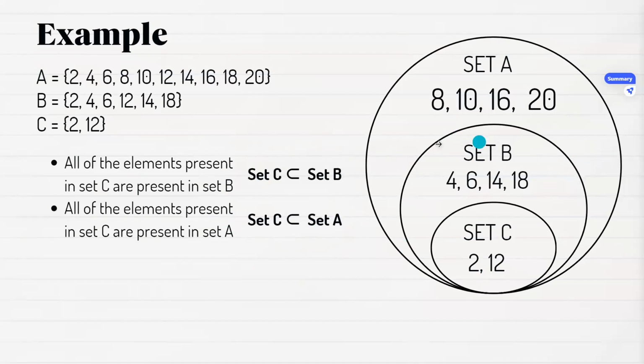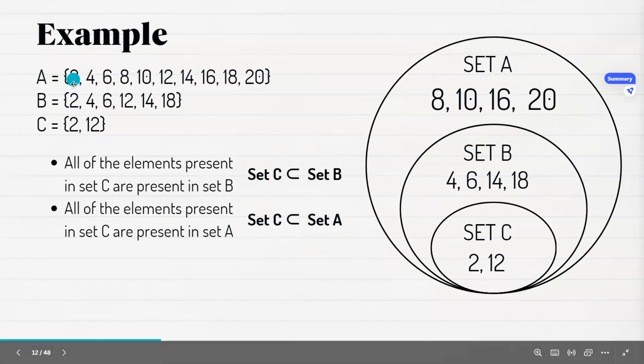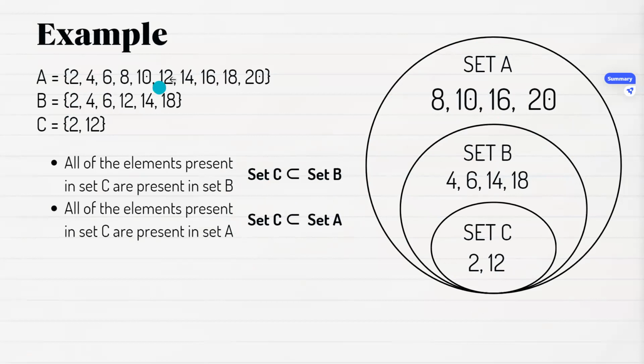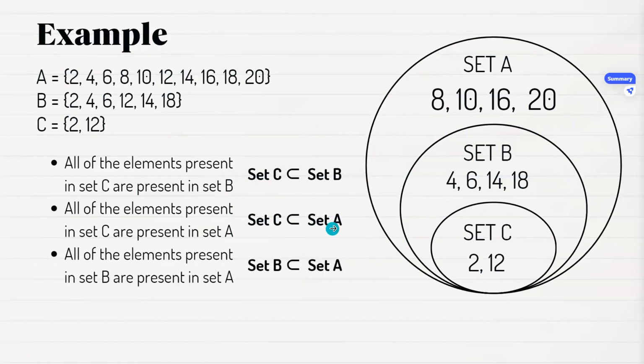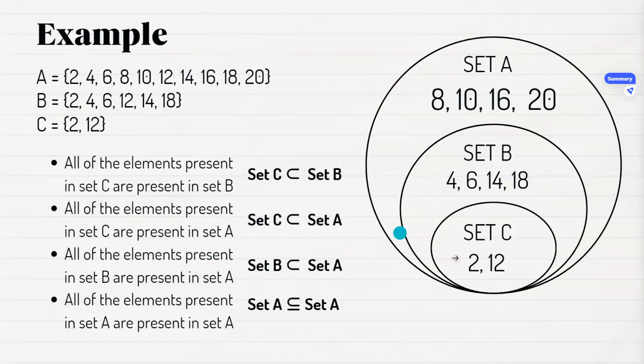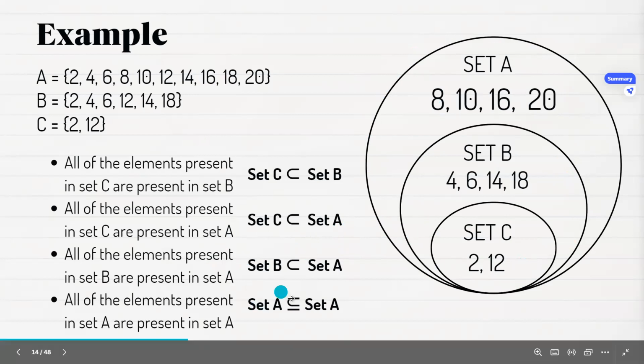And with this, we can also deduce that all of the elements of set B can be also found in set A, right? We have here 2, 4, 6, 12, 14, and 18, which means that since all of the elements present in set B are present in set A, therefore set B is a subset of set A. And lastly, set A in and of itself has the same elements of set A, which is again itself. Therefore, it is an improper subset of set A.